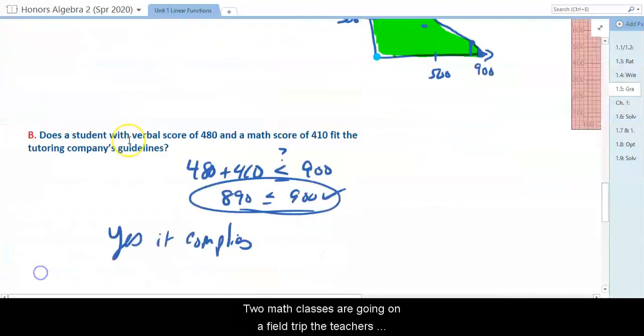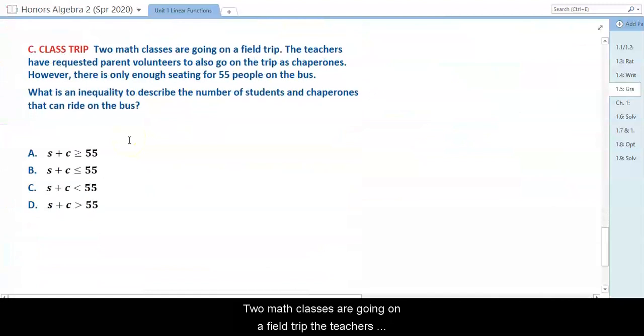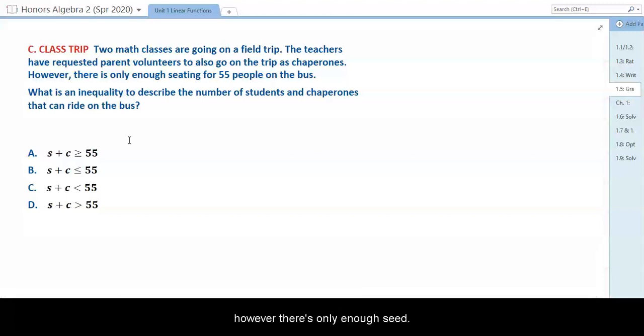Okay. All right, last example here. 2 math classes are going on a field trip. The teachers have requested volunteers to go on the trip as chaperones. However, there's only enough seating for 55 people on the bus. And so which inequality would describe the number of students and chaperones that can ride on the bus?